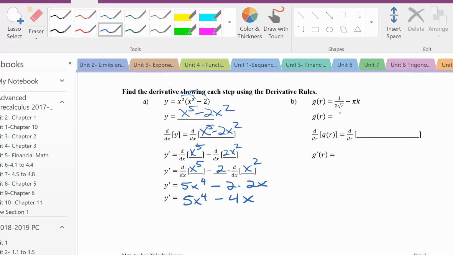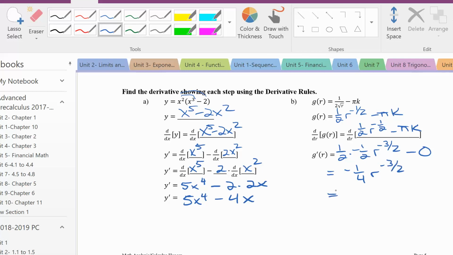So the next one, here you have 1/2 r to the negative 1/2 minus pi k. So you have the derivative of 1/2 r to the negative 1/2 minus pi k. Well, when you take each derivative separately, you get 1/2 times negative 1/2 r to the negative 3/2 minus, and pi k is a constant, so 0. So it's equal to negative 1/4 r to the negative 3/2, which simplifies to negative 1/4 r to the 3/2. So that is your derivative.